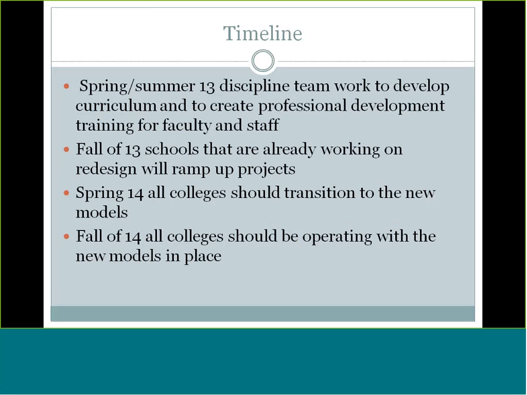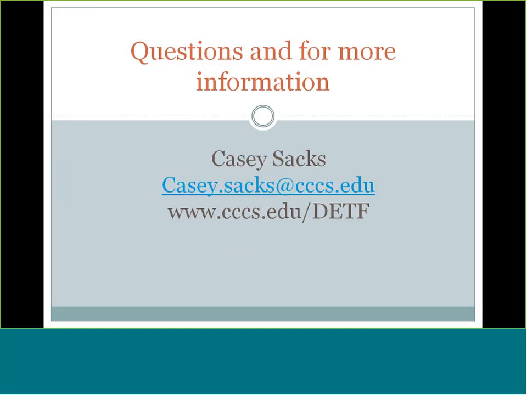In this coming fall, schools that have already been working on projects will ramp up whatever they've been doing, and several are picking up a few new things so that they're really getting ready based on where the models are going. And then spring 14, that's really our transition semester, so that would be the last time that campuses will continue to offer the 30, 60, 90, and possibly 99 from the old sequences. And then by next fall 14, all of our colleges should be operating with the new models in place.